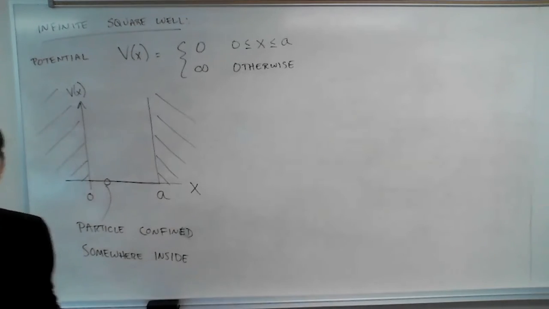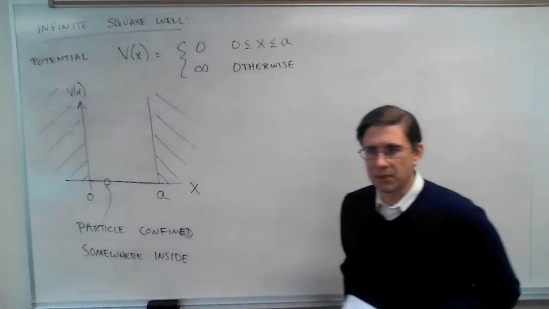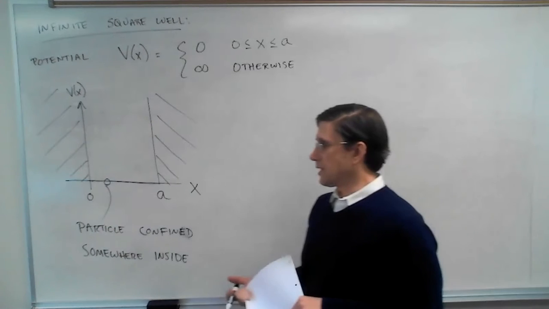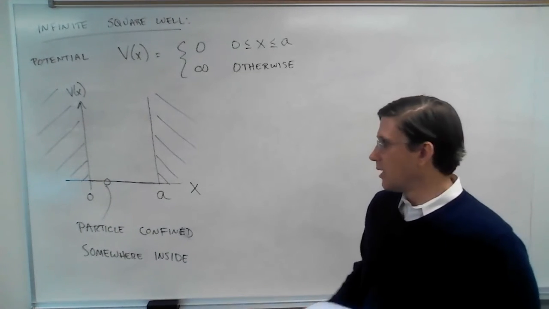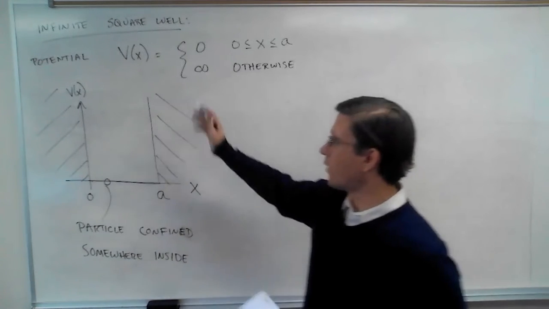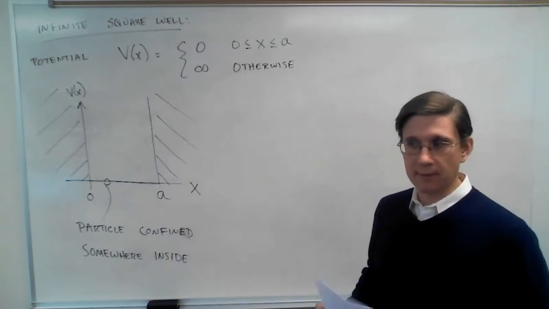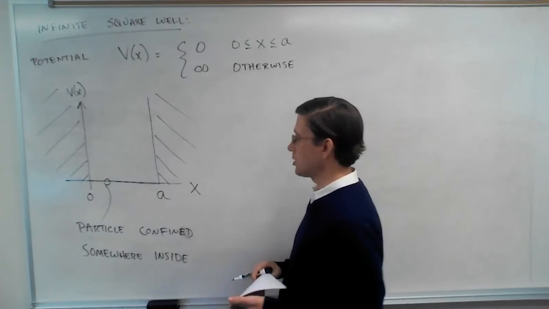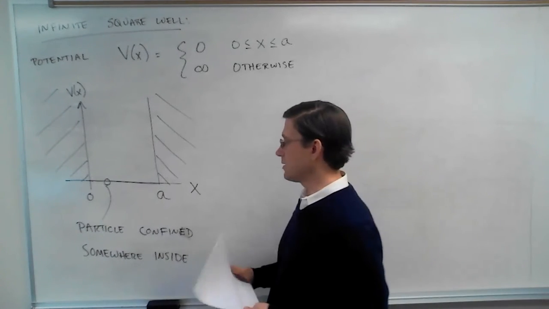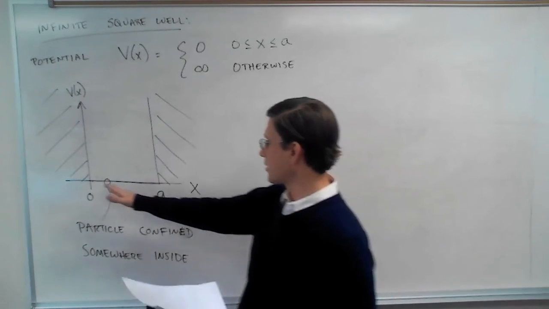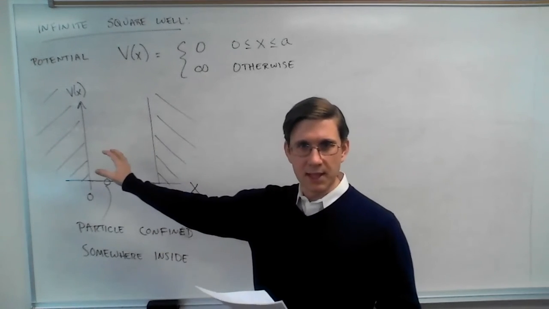Now, having met the Heisenberg uncertainty principle, we know it's a little bit of a nonsensical question to ask where exactly inside it is. We know that there's going to be some sort of wave function that describes a probability of finding it in different positions inside, and that there's going to be some uncertainty associated with the exact position. But we can say that the particle is somewhere inside of this box.